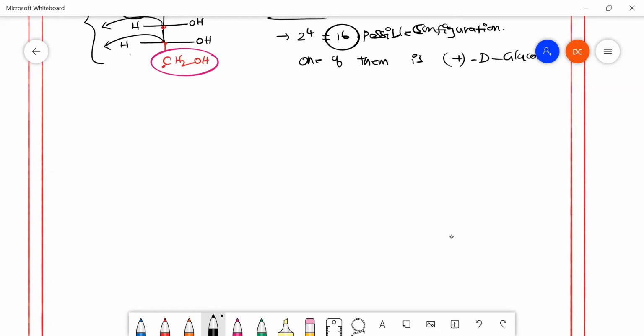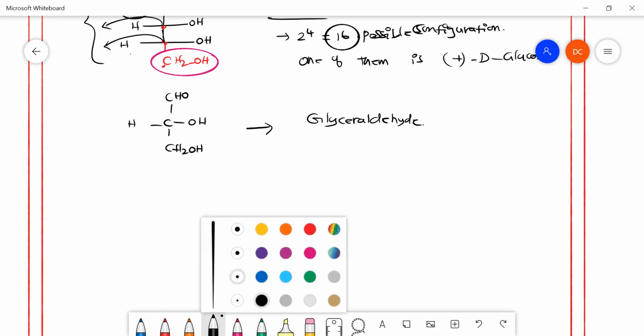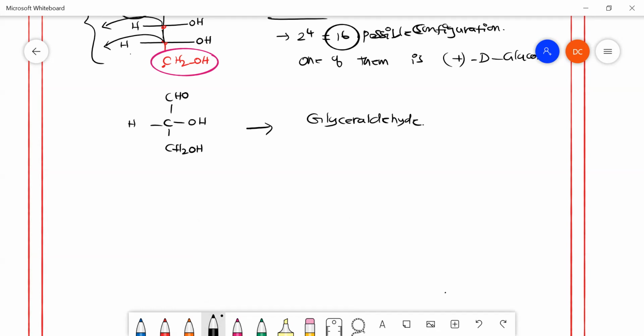For example, here I am giving you an example like this: CHOH, and here H, and here CH2OH, and here also CHO. What is the name of this compound? Can anybody say? I already told you in the last class. Glyceraldehyde. The simplest or smallest carbohydrate. Yes, glyceraldehyde, very good.